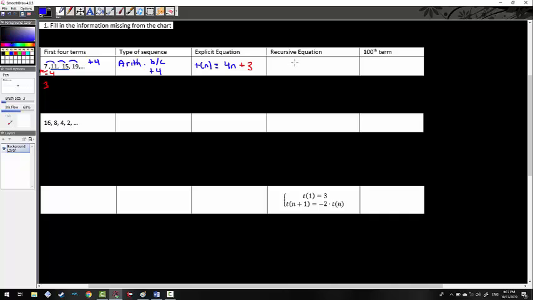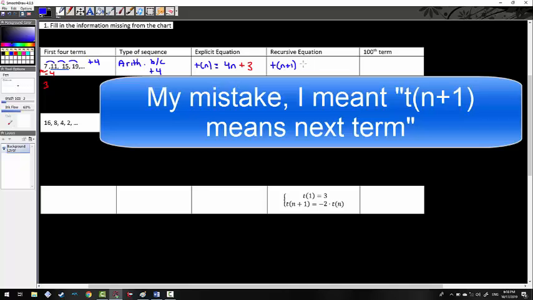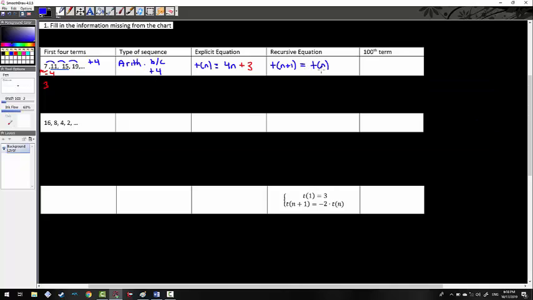Now here comes our favorite, recursive equation. The recursive equation is going to be the one that uses the previous term or the current term to call upon the next term. So how do I write that? Well, that's t of n plus 1, right? Because t of n plus 1 means the next term. And that's going to be t of n, which is the current term. And then how do I use the current term to get to the next one? Well, I just simply add 4 to it.